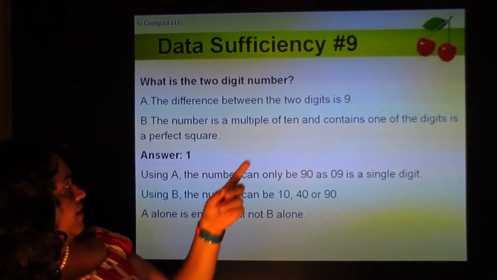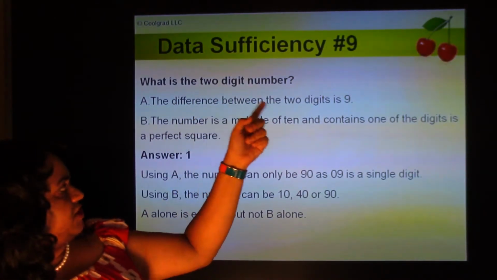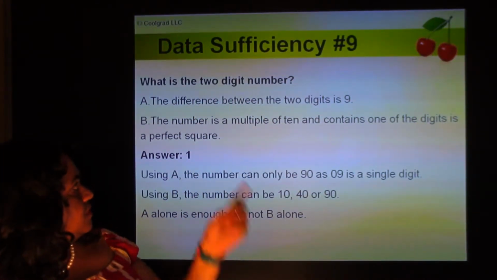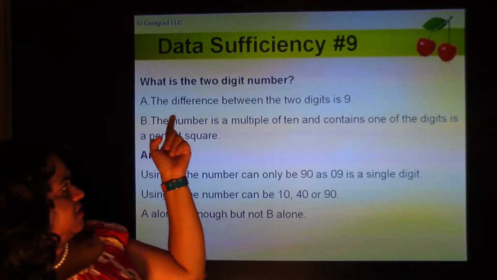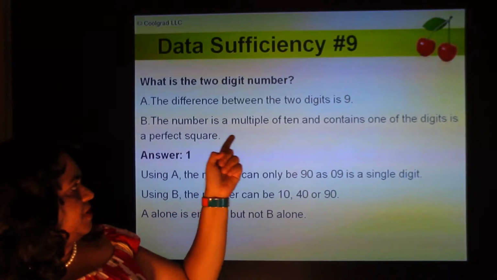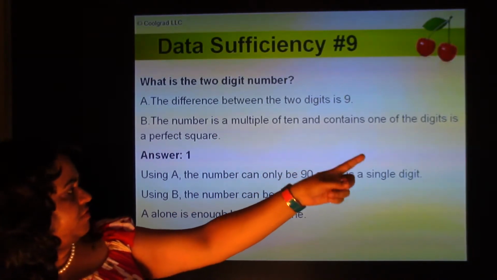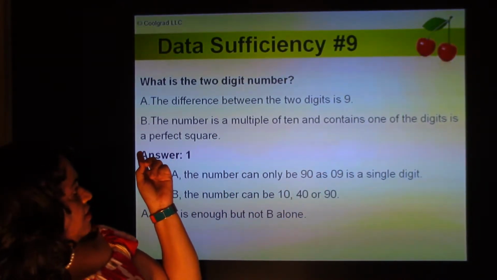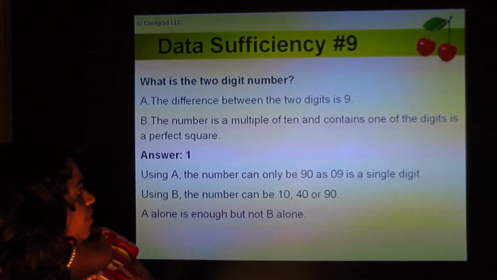Data sufficiency number 9. What is a 2-digit number? So statement A, the difference between the 2 digits is 9. Statement B, the number is a multiple of 10 and contains one of the digits as a perfect square.